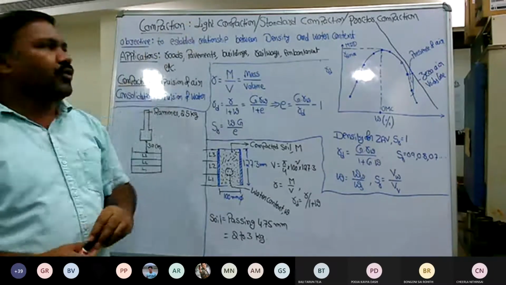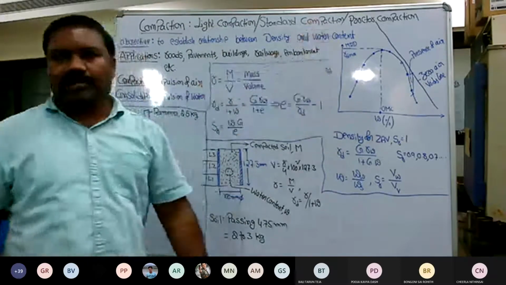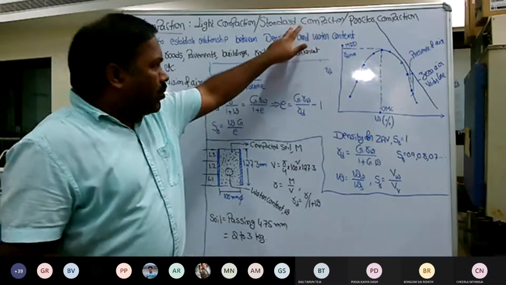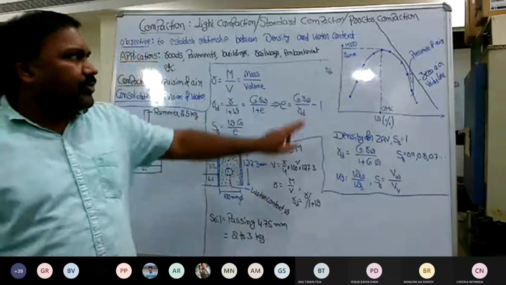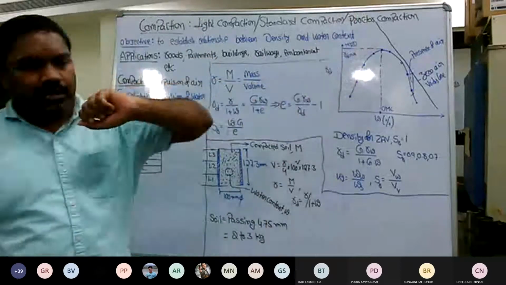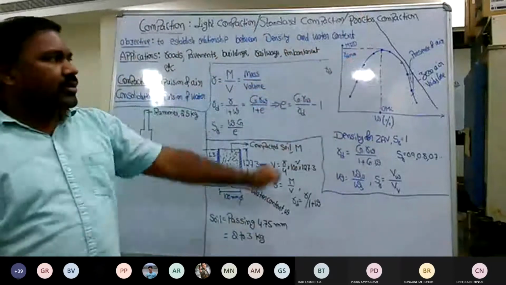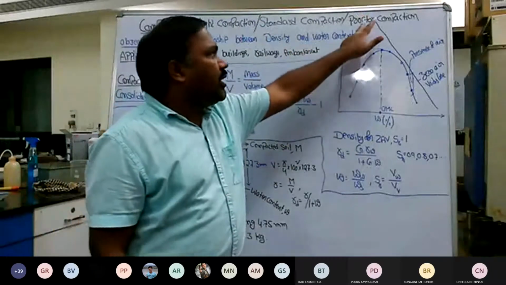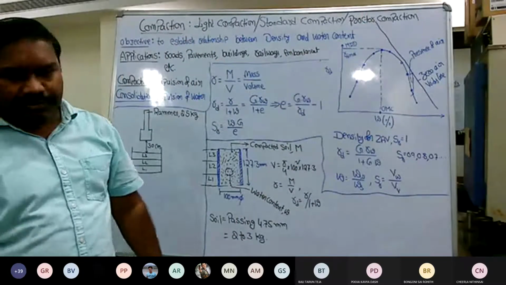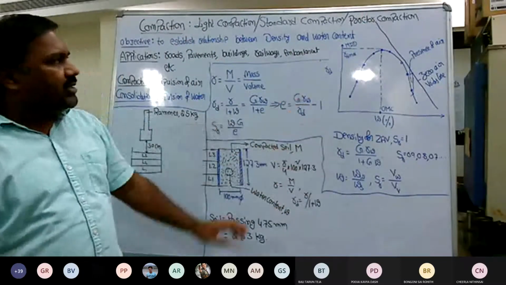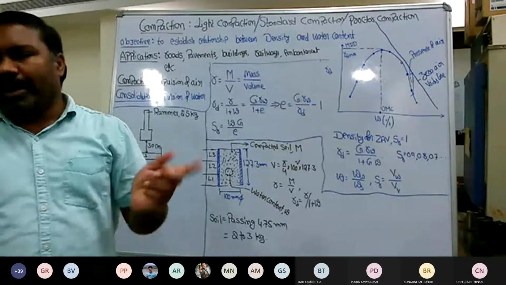So it can also be referred to as the light compaction or the standard compaction or the Proctor compaction, but most commonly referred to as standard Proctor compaction. So Proctor is a person who contributed to the development of a standard procedure. So honoring his contribution, it is named as the Proctor compaction. So in most of the books, you might see that it is referred to as standard Proctor compaction test.